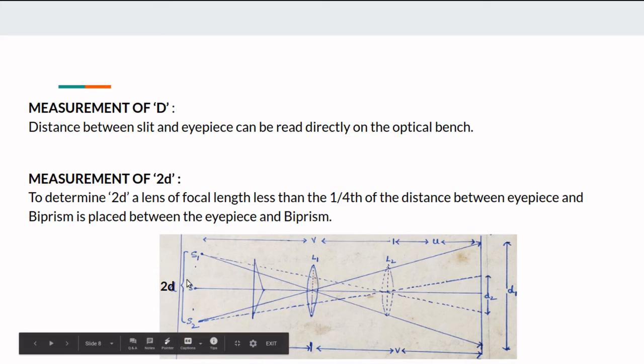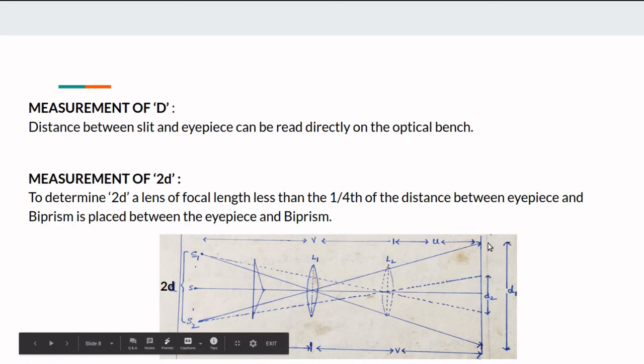This is the distance between two virtual coherent sources, 2D. In this case, S1 and S2 are the objects for this lens. 2D is the distance between these two. This is the length of the object. For example, S1S2 is equal to 2D. Then at one position, the magnified images of the slits are observed on the screen. This is the object for the lens. This is the lens. Therefore, this is object distance U and this is the image distance V.